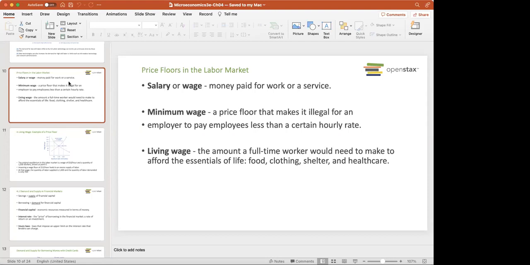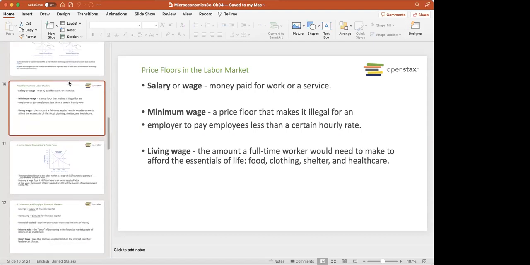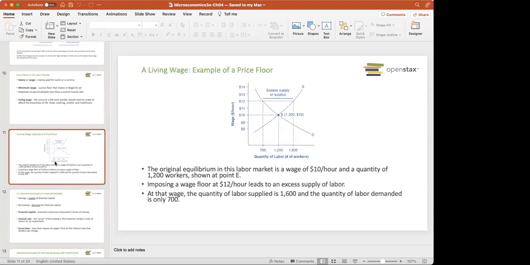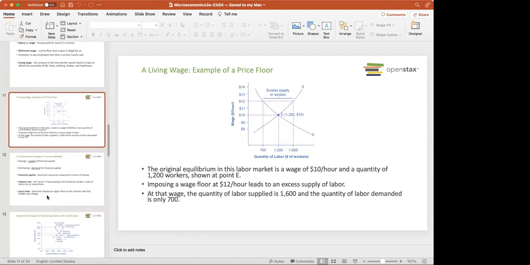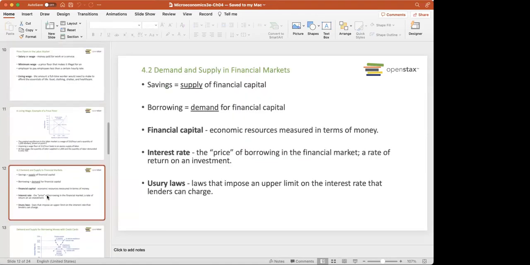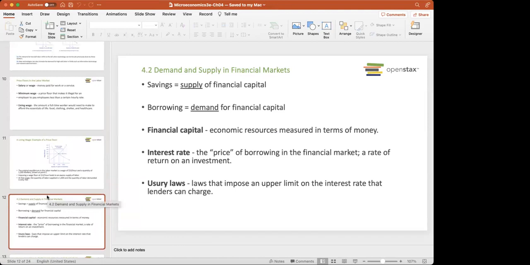So those are some things I wanted you to think about when we talk about living wages. Just an example of living wage graphs, if you will. Another thing that I want to talk about is the labor market regulation challenges.